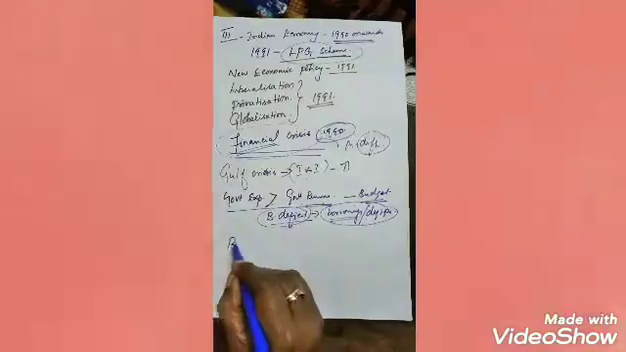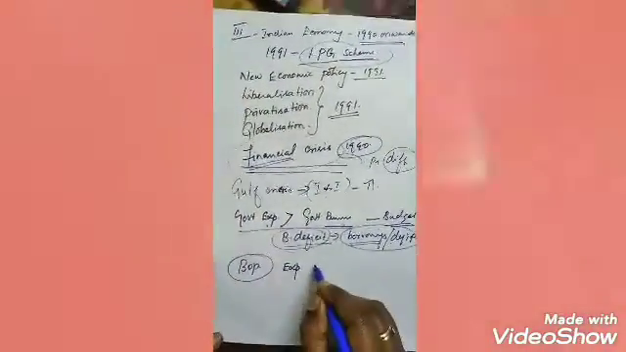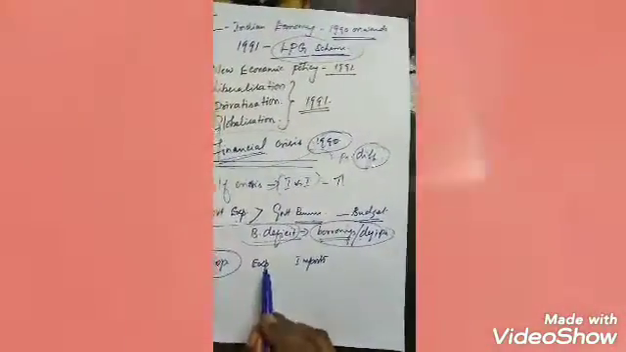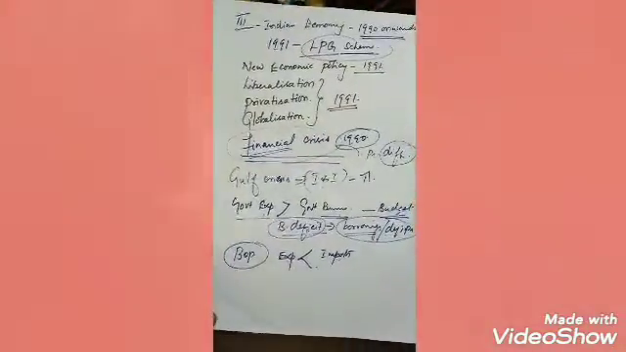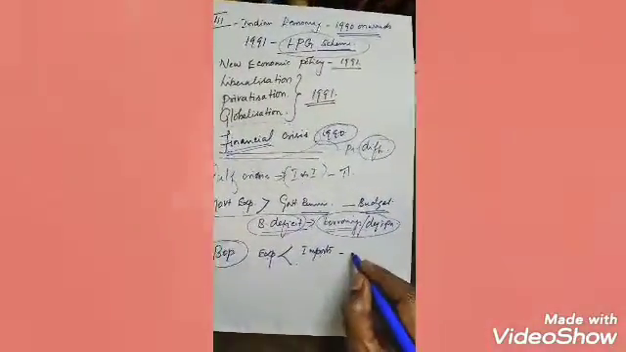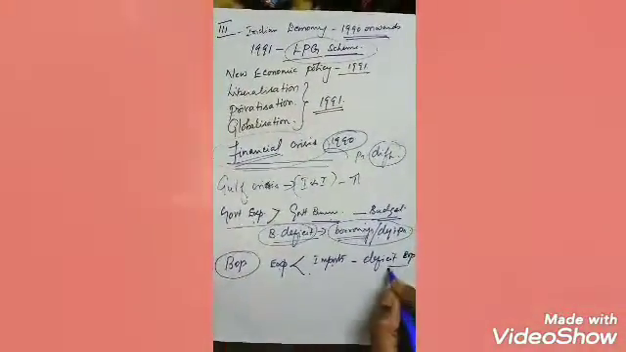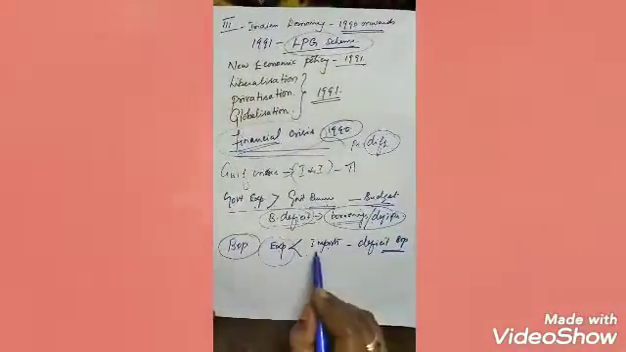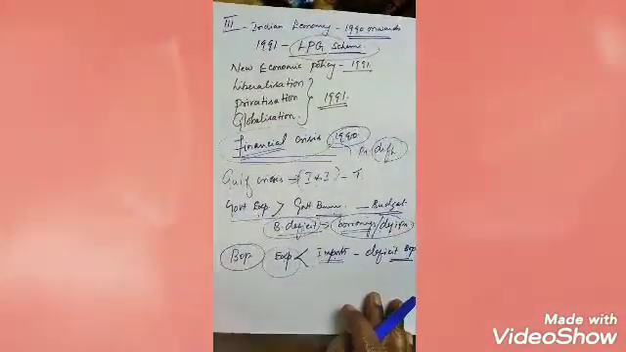Next, if you take the BOP condition. In the BOP, what did we learn? Exports as well as imports. What happened in 1990? Compared to the exports, the imports were more. The import rates were more compared to the exports. So this creates a deficit in the BOP. How do we have to manage? If we increase the exports, that time only we can manage the situation, because balance of payments is always in a balanced condition.